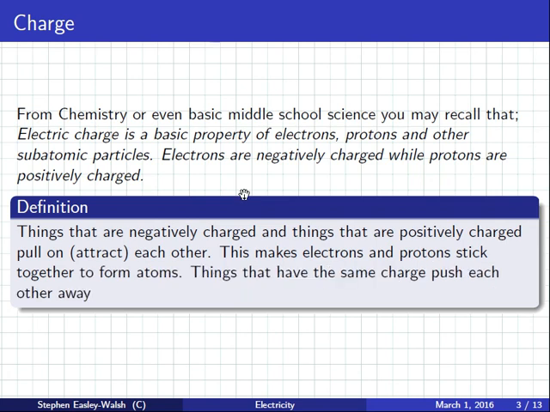Things that have the same charge push each other away. They repel. This is called the law of charges. Now you probably already know that, but maybe you didn't know the name. If you can make some notes on this, you don't have to write the whole thing.